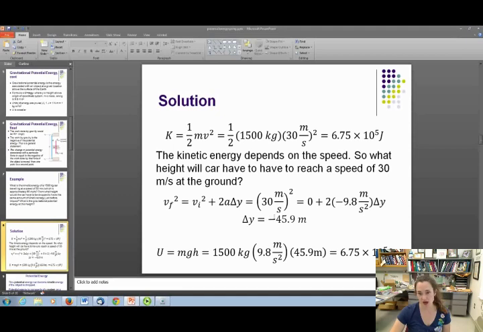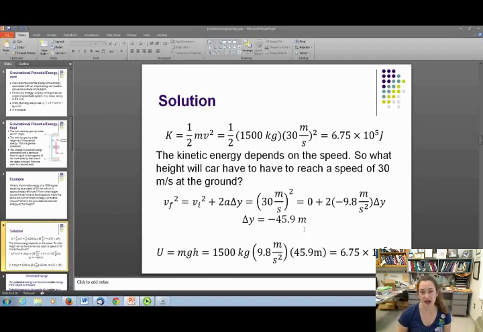When I solve for delta y, I get negative 45.9 meters. All right? Remember, delta is the final minus the initial position. Since the final position is the ground, that would be y equal to 0. So 0 minus 45.9 is equal to negative 45.9. That means the car was initially at a height of 45.9 meters in order to be dropped and reach 30 meters per second right before impact. All right?